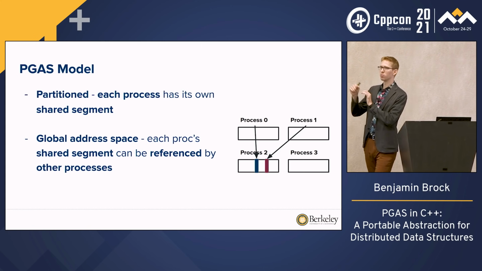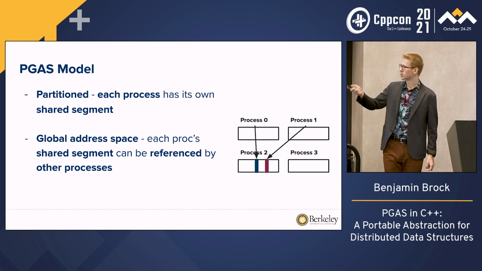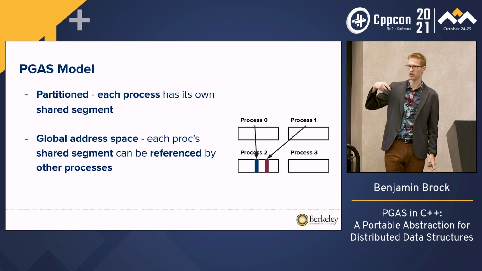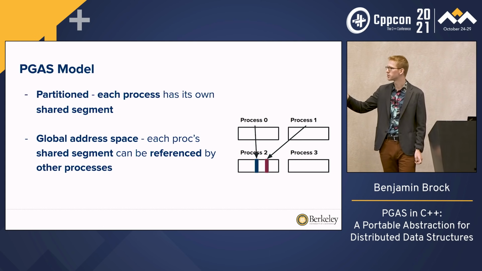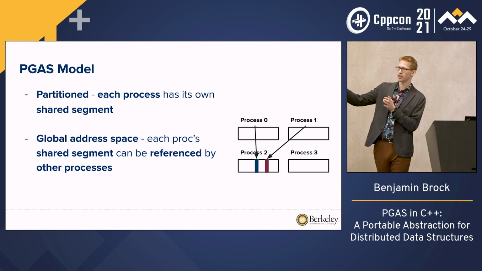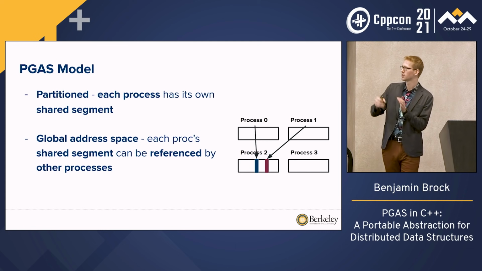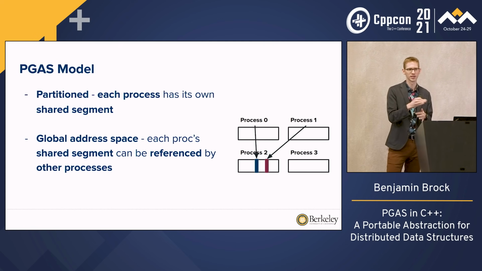So this is a globally addressable space of memory, right? Anywhere within these shared segments, we can get a pointer, and we can dereference that pointer and write into these memories. But it's also partitioned, right? So process 0's shared segment is distinct from process 1's shared segment, and so forth. So that's where we get partitioned global address space, which is the name for PGAS.